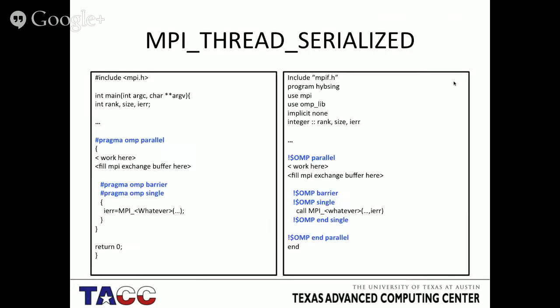So a single region has an implied barrier here in the OMP single, or when you reach this bracket that closes the OMP single region, you will have an implied barrier. So there's no need for you to worry about synchronization at that point.